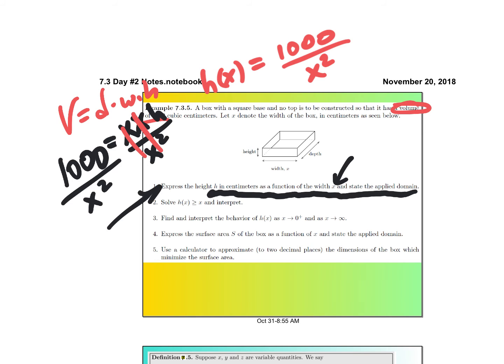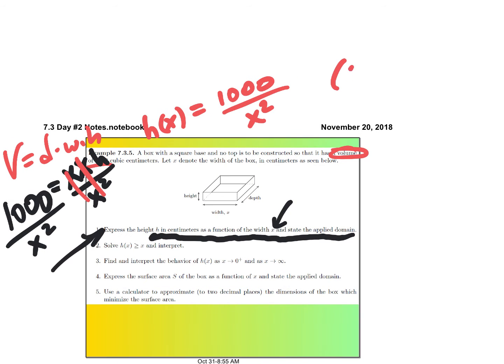Well, technically, not in the problem, but in the real world. In the real world, it'd be a little weird to make your box super tall and tiny. So you're right, the real world might have some more constraints. Like your boss might say, you can't make the box look like a straw, incredibly long and tall. We don't want that. But for right now, it doesn't say anything. So x can go from 0 to infinity. That's the domain. You'll have to do the domain, so pay attention.